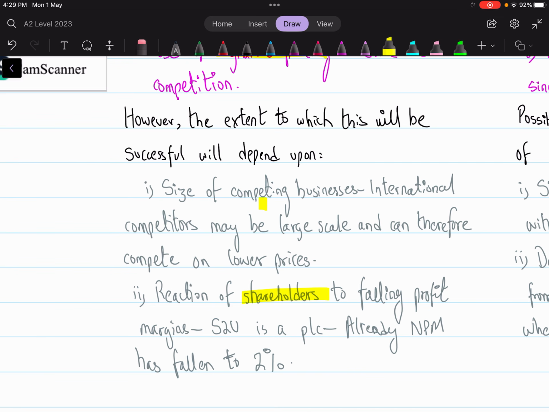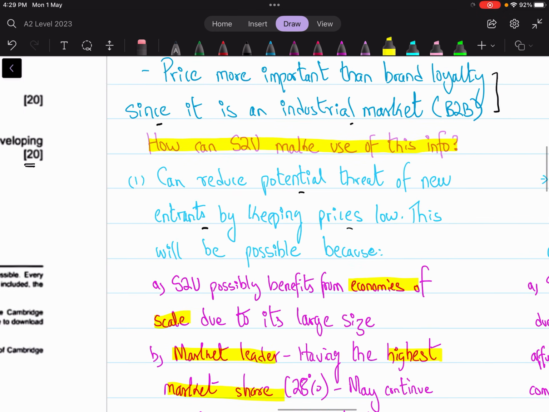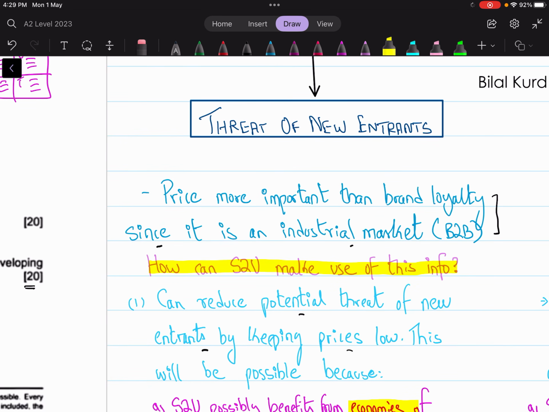Because you are a public limited company and your profitability has also fallen to 2%. Your profit margins have been compromised. So how do you plan to convince them at the annual general meeting that this is going to land in the long-term benefit of your shareholders? Because you are obviously dependent on them for additional investment as well. So this will be a major chunk of your answers: you've used a particular piece of information from the case, then mentioned how it would be useful for S2U, and then evaluated the same point as well. So you did it with one particular piece of information from the 5 forces.